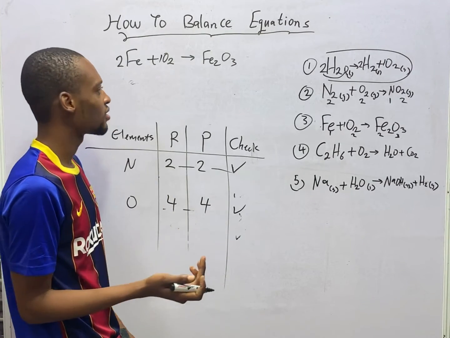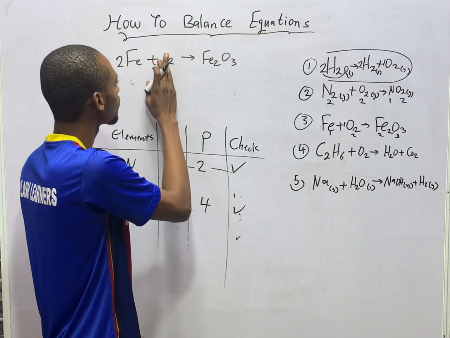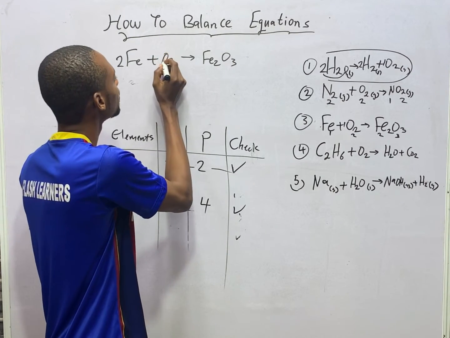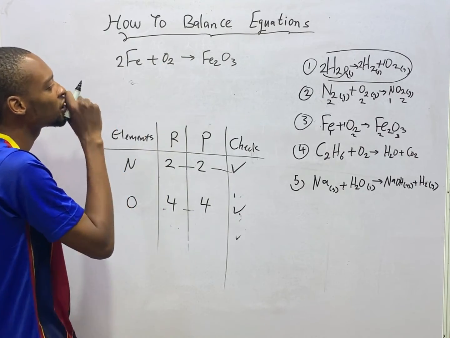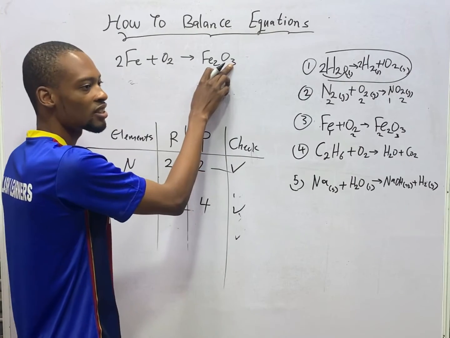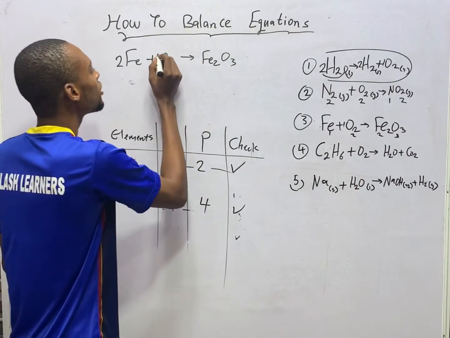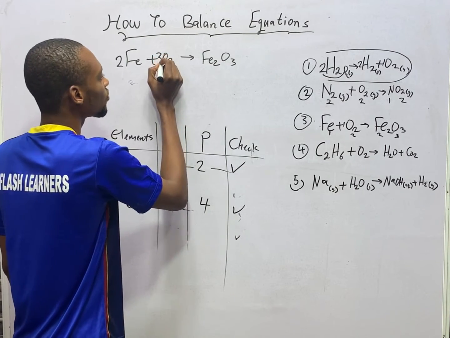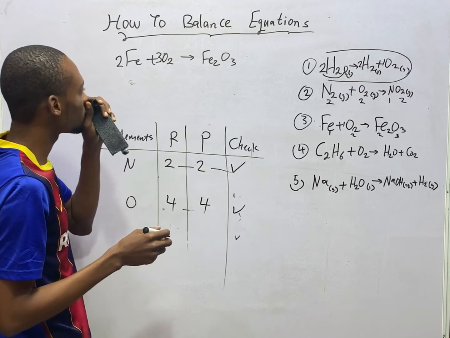Using whole numbers. Let's say, okay, let's try 2. If you put 2 here, it will simply be 2 times 2, 4. And it's more than this. And if you put 2 here, it will grow to 6. So let's try 3. So with 3 here, let's look at something.